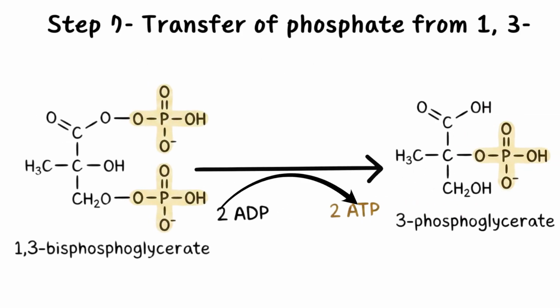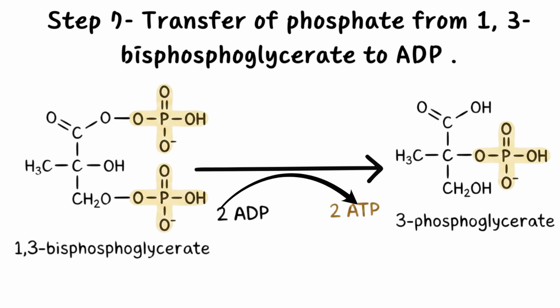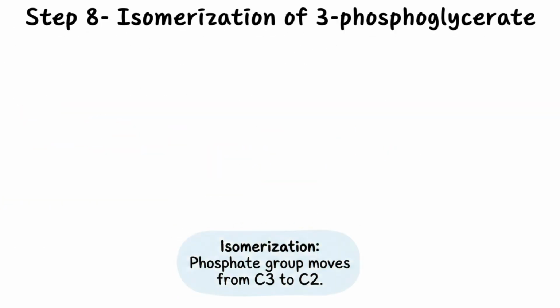Step 7, the transfer of phosphate from 1,3-diphosphoglycerate to ADP. The enzyme phosphoglycerate kinase facilitates the transfer of a phosphate group from 1,3-bisphosphoglycerate to ADP. This transfer results in the production of two ATP molecules and 3-phosphoglycerate. This leads us to step 8, isomerization of 3-phosphoglycerate.